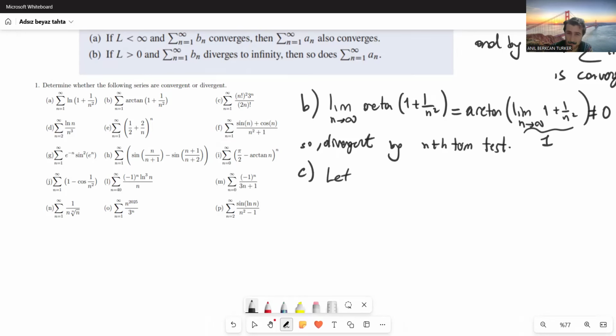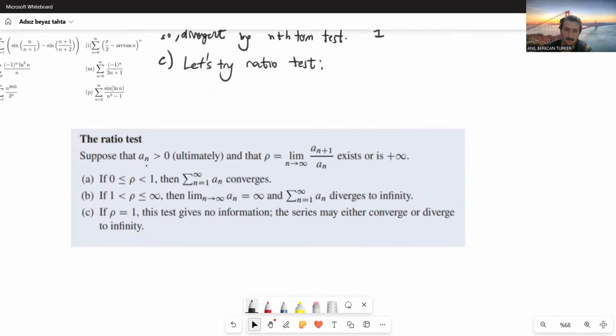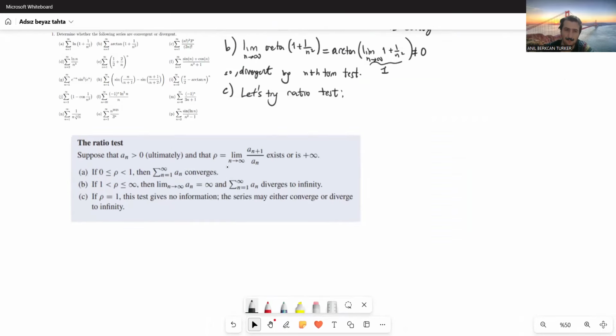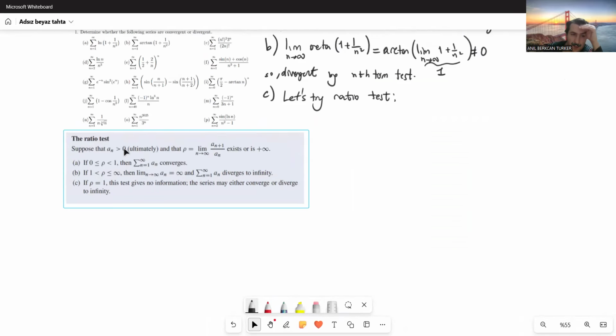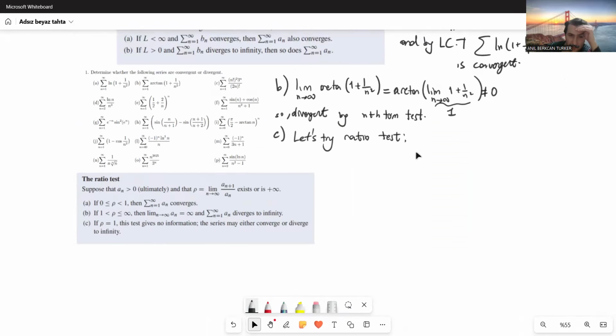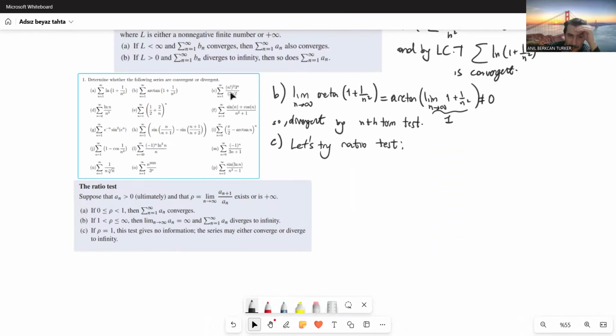Let's try ratio test. Let me copy and paste the statement of the ratio test. So this is the statement. Let's say that a_n is always positive after some point. In our case, it is, right? Everything is positive. And calculate this limit. Let's calculate.